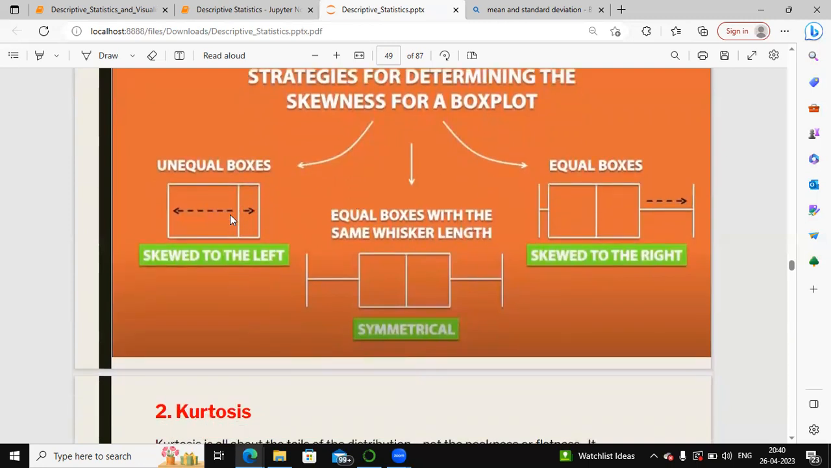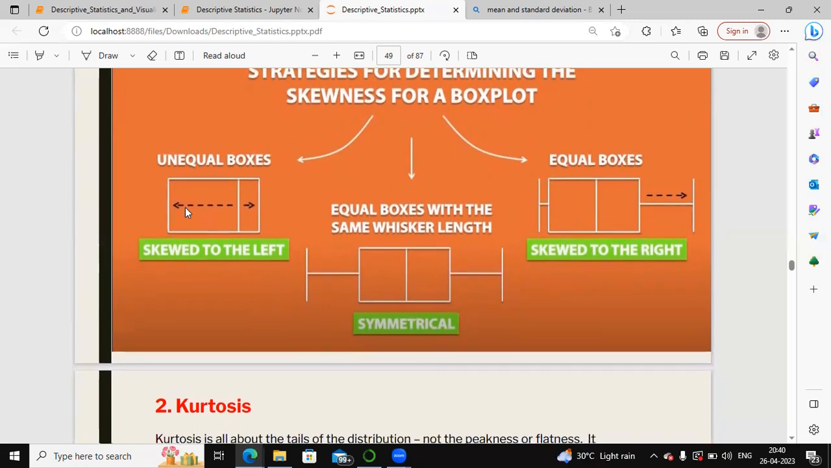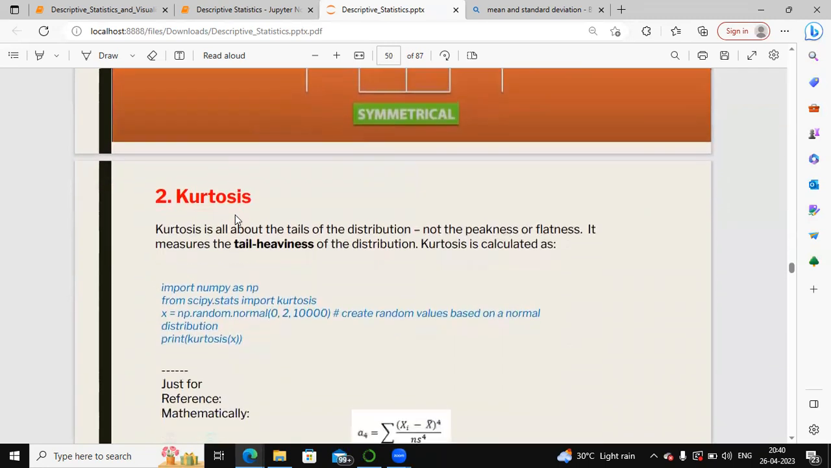Similarly, this is unequal boxes skewed to the left. Here, if you see, the Q1 side has a higher majority, which is affecting the mean. So Q1 is on the left side, Q3 is on the right side, but the mean is less than the median over here.